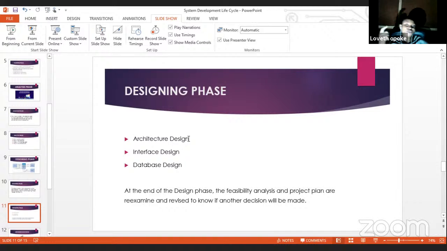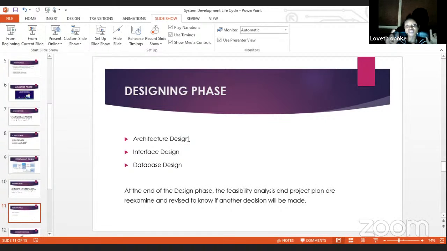And at the end of your design, you are advised to go back to your feasibility analysis and your plan and re-examine them to know if there is any decision that you will change. The reason for this is because maybe at the end of your design, you found out that all the features or what you required to build your system is not available at the moment, that maybe the company needs to go and hire or borrow for you to build the system. And you know that you cannot meet up to the budget or to the time.